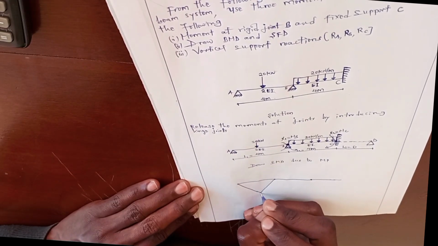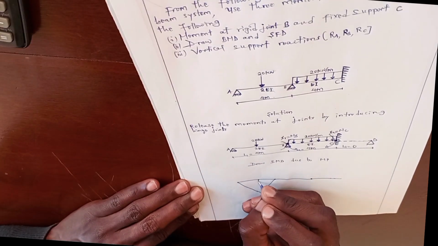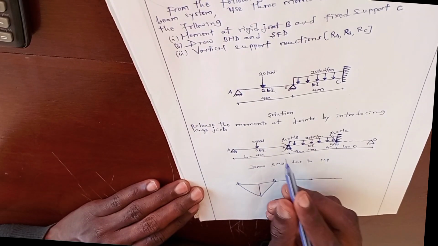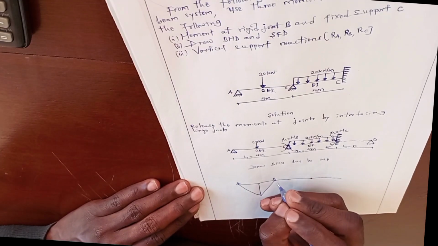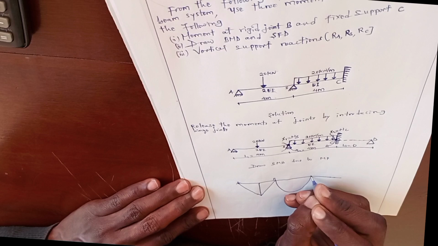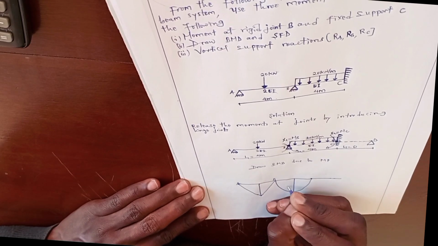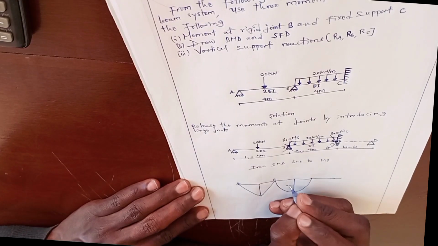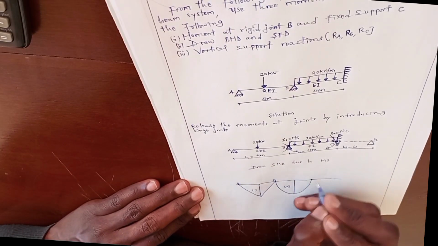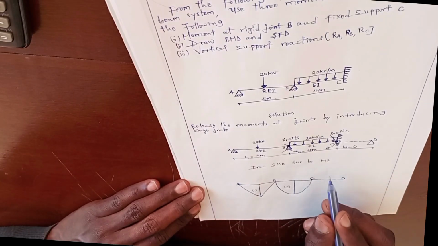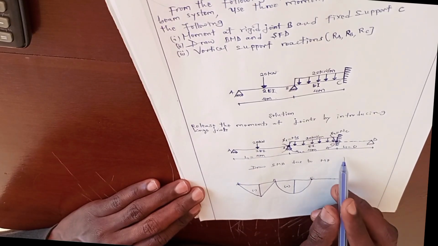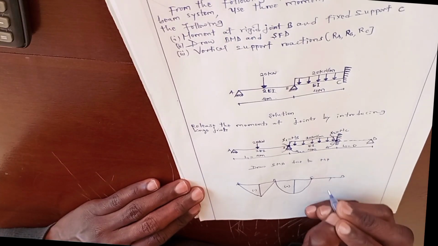For member AB, its bending moment diagram will be in this way. This is A, B. For member BC, its bending moment diagram due to the uniformly distributed load will be in this way. This is the maximum bending moment. Since it's downwards, it will be negative. So this is A, B, B, C, D. For span CD, I have zero distance and zero moment. So this is zero moment.